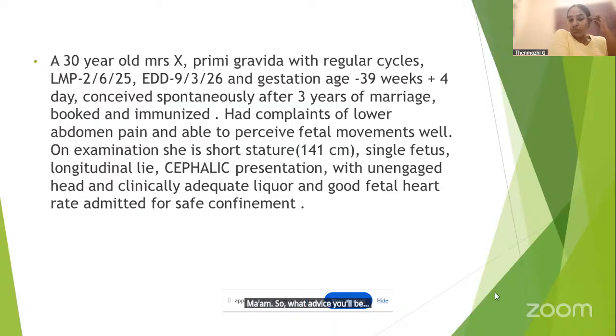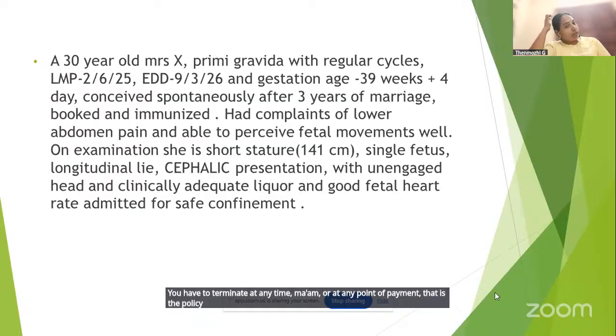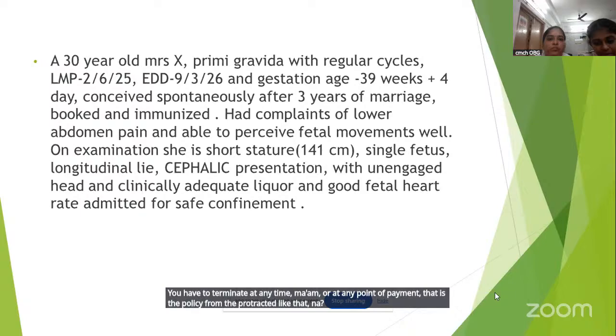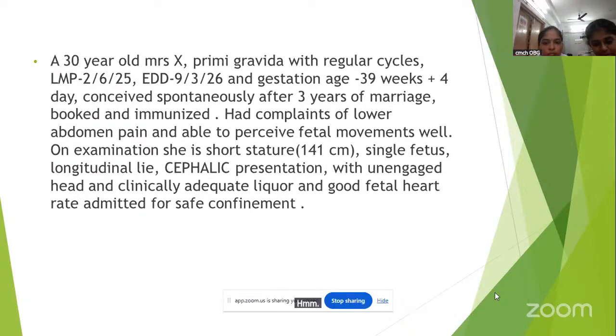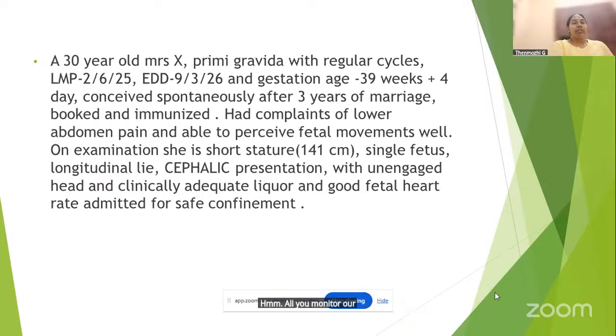We are conducting a trial of labor, no? As per the definition, you have to terminate at any point of time if there is fetal distress, or if there is a protracted descent or an arrest of descent. How do you monitor, and what advice do you give in the first stage and second stage of labor? I want it detailed.